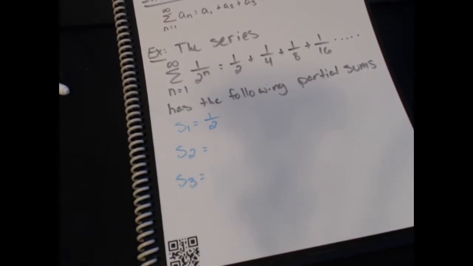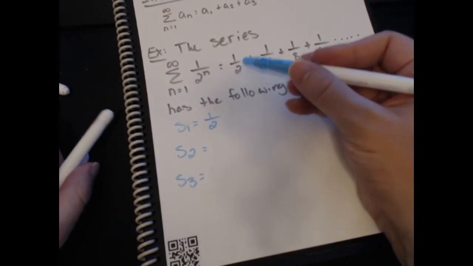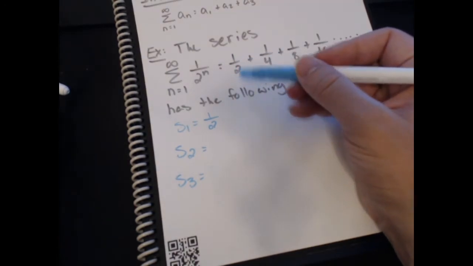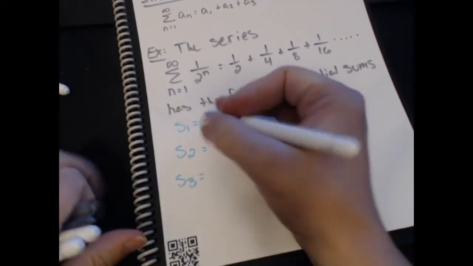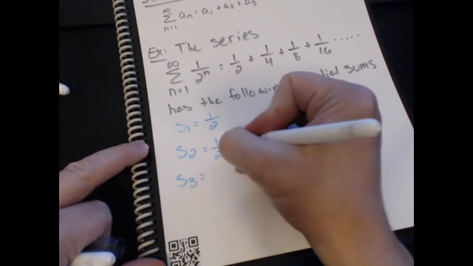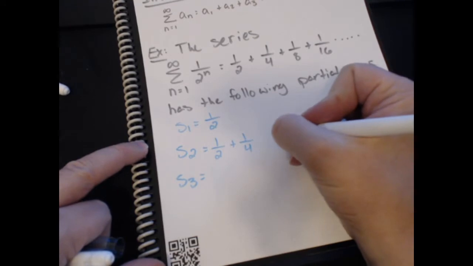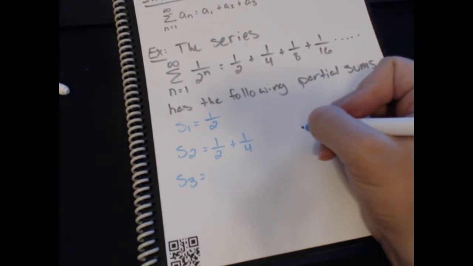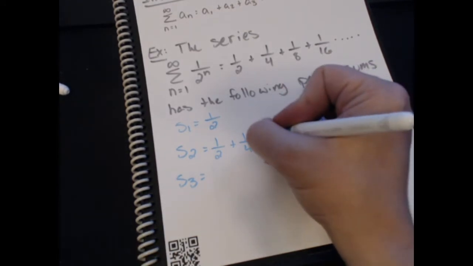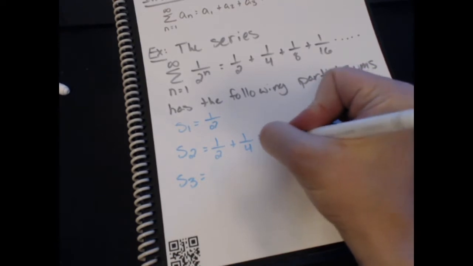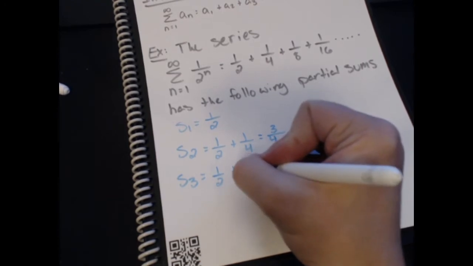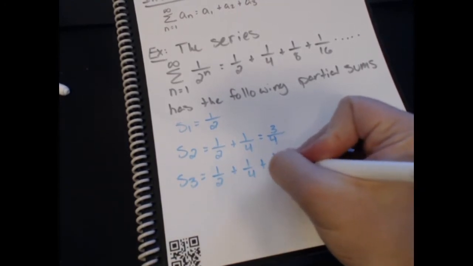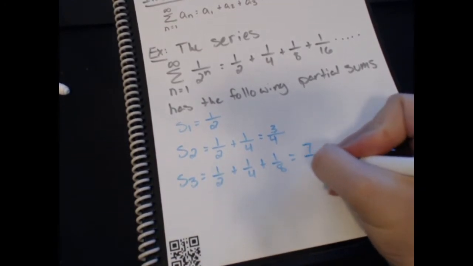All right. So S1, the summation of a sub 1, is just 1 over 2. If I do S2, which would be the first two terms, I end up with 1/2 plus 1/4. Oh, so as you go up, it'll keep adding them. Correct. So this is going to go to 3 over 4. And then here I have 1/2 plus 1/4 plus 1/8, which is 7/8.